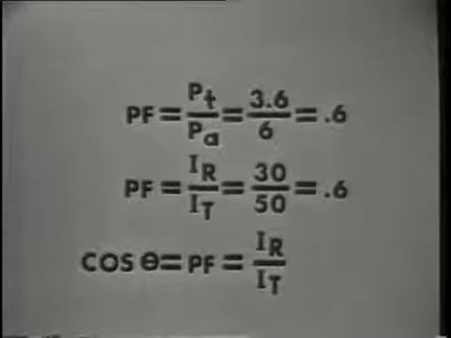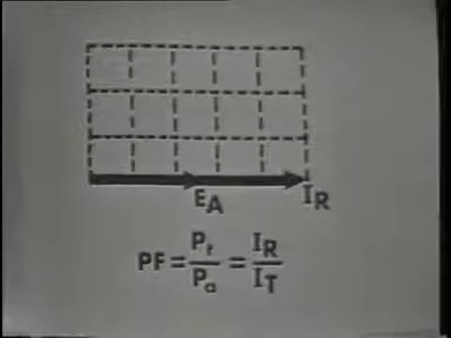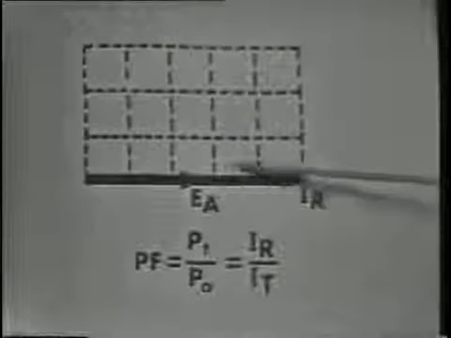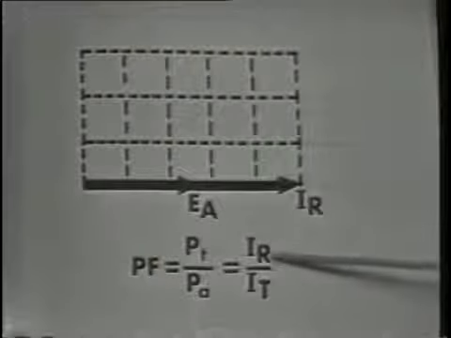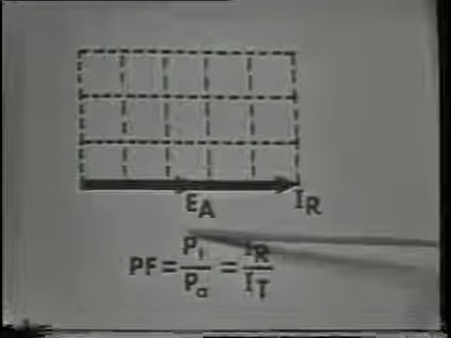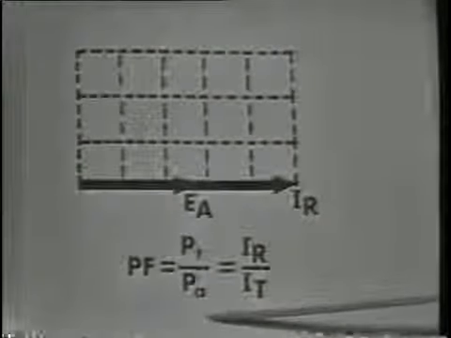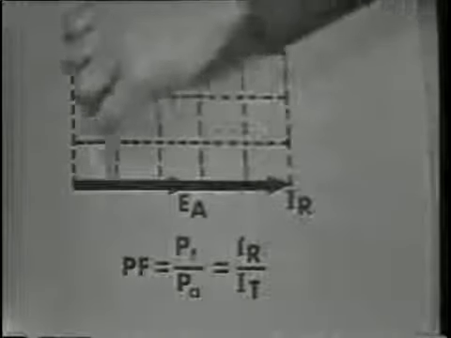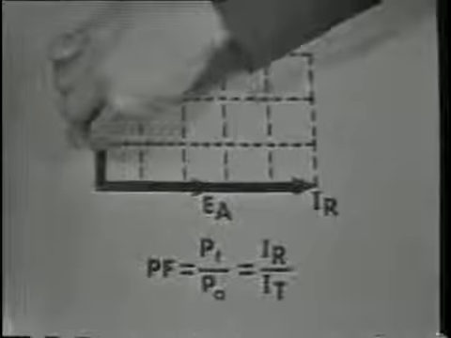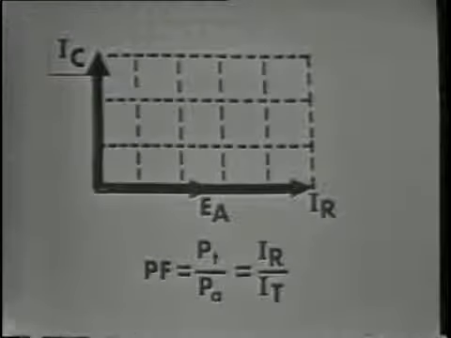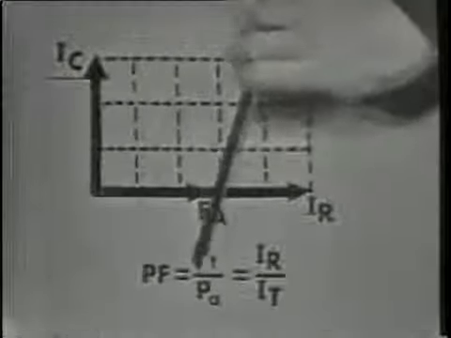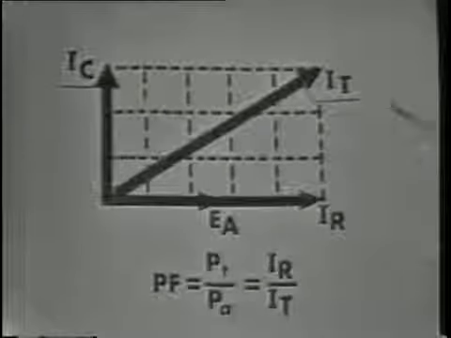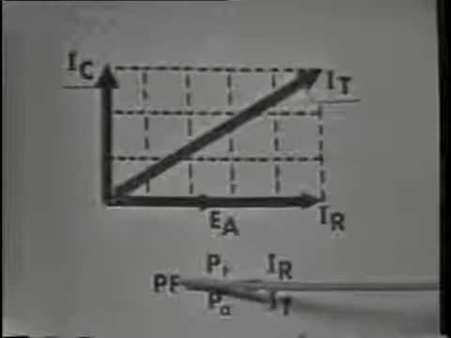And now we can see how the phase angle will influence the power factor, or influence the efficiency of our circuit. For example, if the circuit were purely resistive, the power factor would equal 1, because IR would equal IT, and the true power would equal the apparent power. But if a reactive current were introduced, or if the reactive current were increased, then total current would increase, angle theta would increase, and the power factor would decrease.